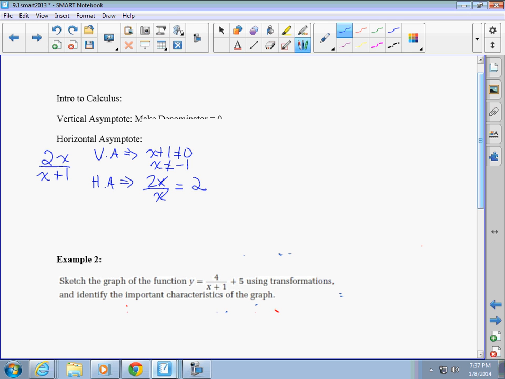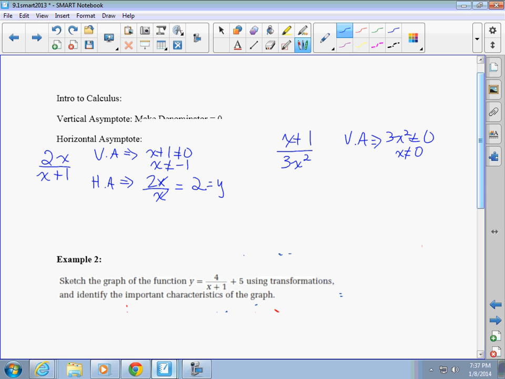Okay, if I had x plus 1 over 3x squared. Well, my vertical asymptote, that's easy. 3x squared is not equal to 0. So if I divide by 3, 0 divided by 3 is 0. I'm left with x squared not equal to 0. Square root that, so x is not equal to 0. So that would be my vertical asymptote.